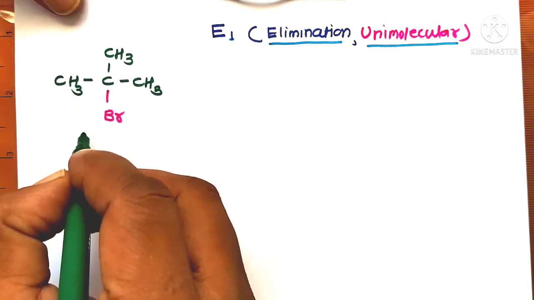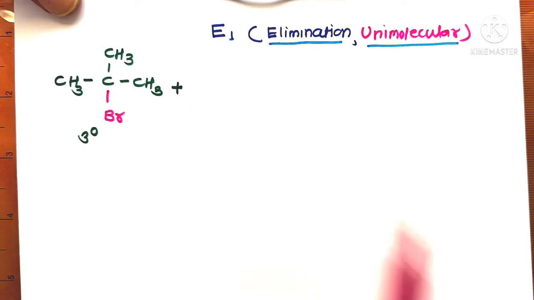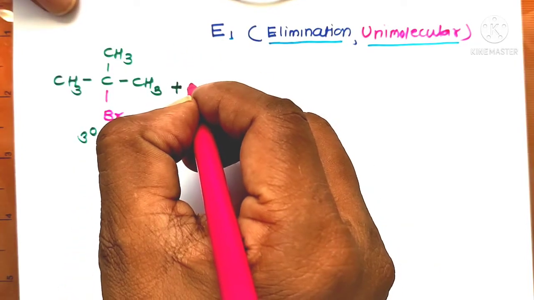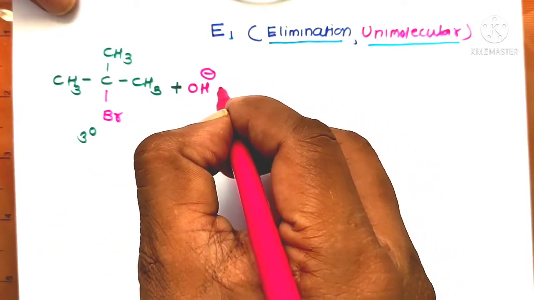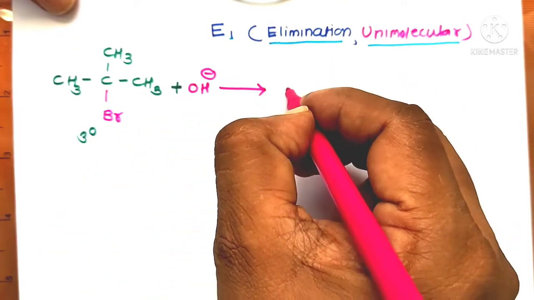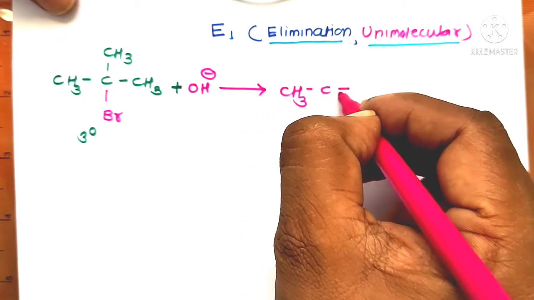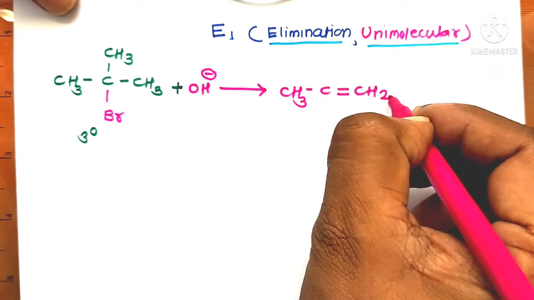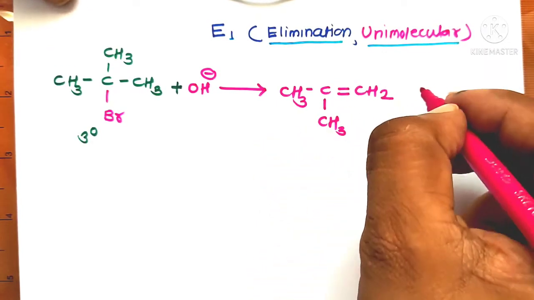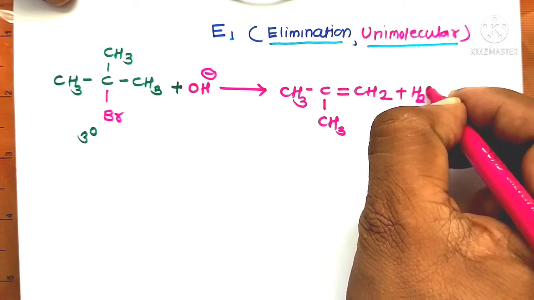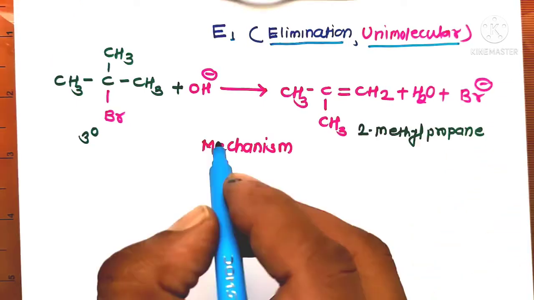Here the tertiary bromide reacts in the presence of alcoholic KOH, that is, OH minus ions, to form CH3, C double bond CH2, CH3 with elimination of a water molecule as well as a bromide ion.